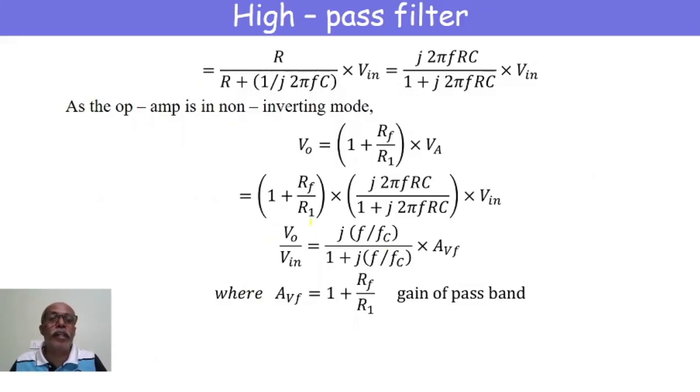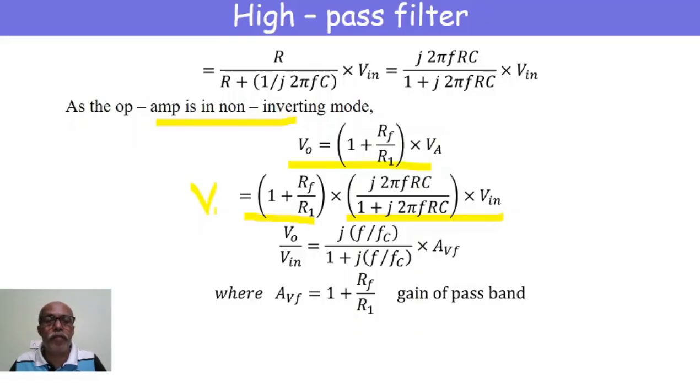Now, the above relation can be rewritten as R by R plus 1 by j2πfC into Vn, or it is j2πfRC divided by 1 plus j2πfRC into Vn. As the op amp is again in non-inverting mode, V0 is 1 plus Rf by R1 into Va. This is Va.